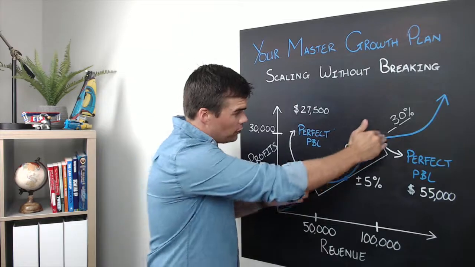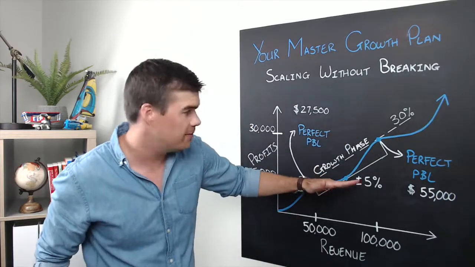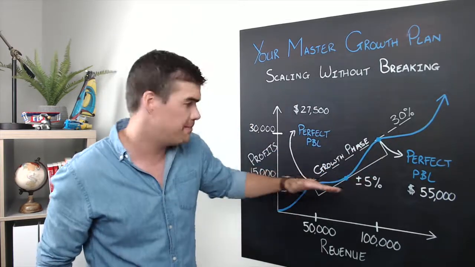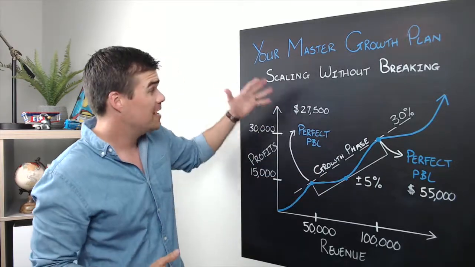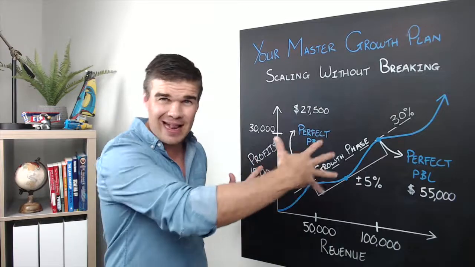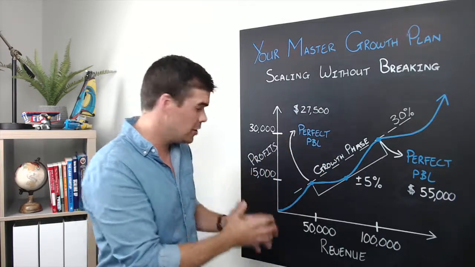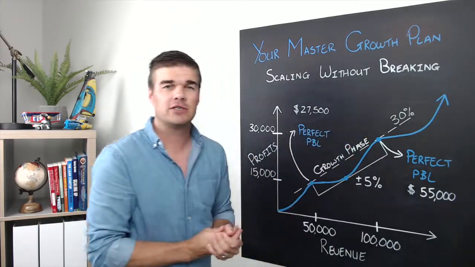So that's our growth cycle there. We don't mind losing profitability as we grow, but we want to manage that and make sure it doesn't get too low and we don't run into those cash flow issues. So I hope that was helpful. I really hope that this growth plan will give you a very clear guideline and roadmap of how to take your business from wherever it is to wherever it wants to be without breaking.